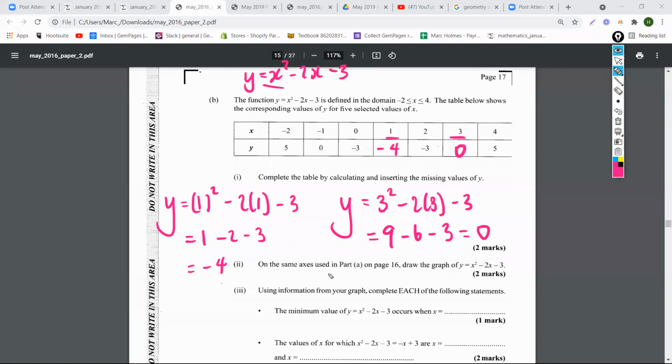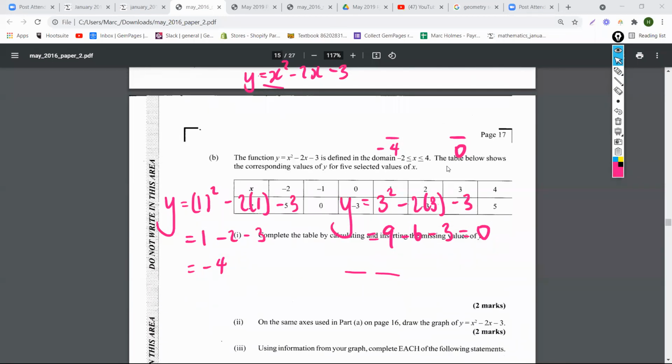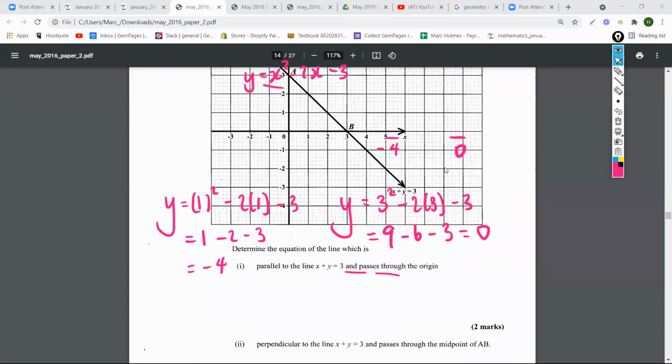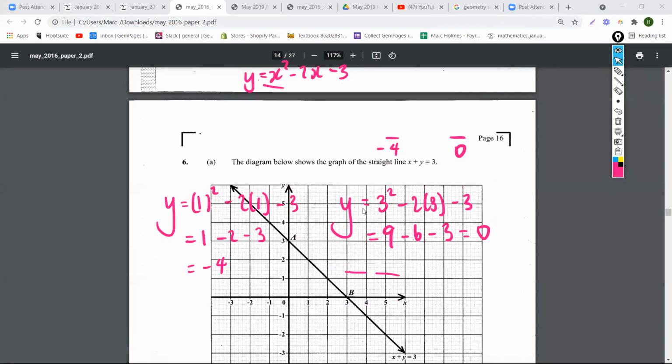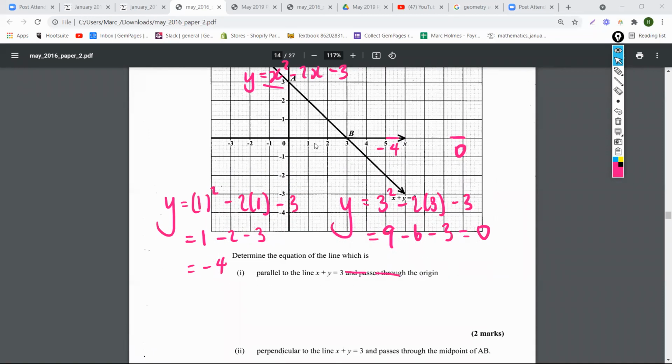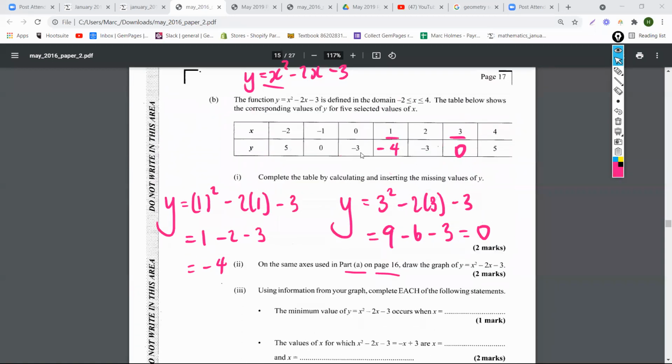And it says here, on the same axes used in part A on page 16, draw the graph y is equal to x squared minus 2x minus 3. So where did they give us though? Where is it? So they're saying on the same graph here, guys. Wow, that's interesting. So they're trying to say on the same graph here, we should plot these values. So let me write the values over here.